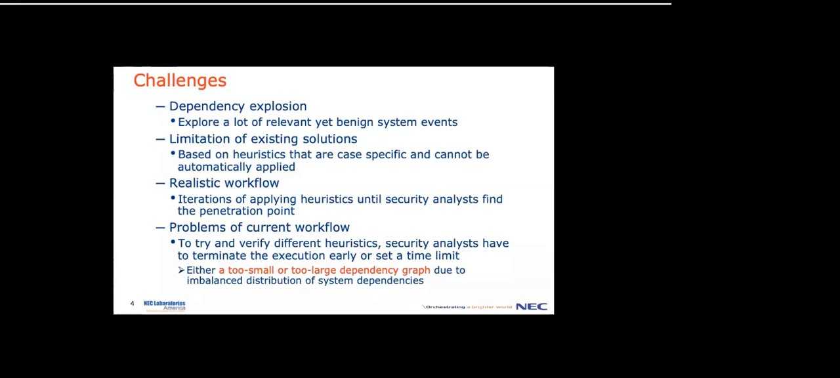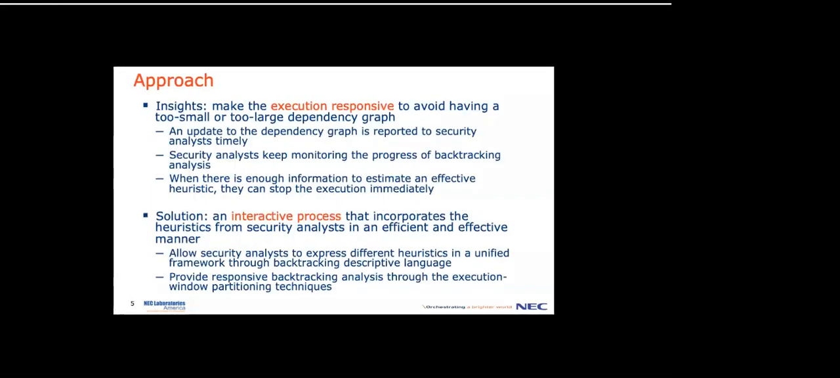So in the realistic workflow, we need to apply heuristics multiple times until we find the penetration point. However, in this workflow, if we try and verify the different heuristics, then we need to terminate the execution early or set a time limit. So this can lead to either a too small or too large dependency graph due to the imbalanced distribution of system dependencies. To address this challenging problem, we found if we can make the execution responsive, then we can avoid having a too small or too large dependency graph.